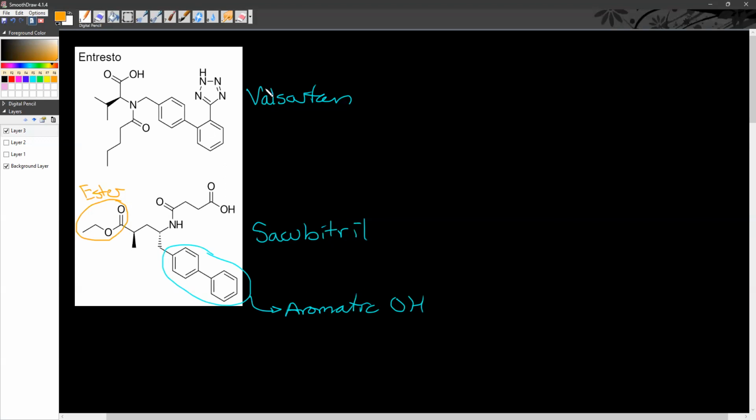Couple of other things just to talk about valsartan. Valsartan utilizes the tetrazole group. And what's interesting about these two drugs specifically, which is why I imagine that they were chosen, is that they both have that biphenyl group. That's really all there is.